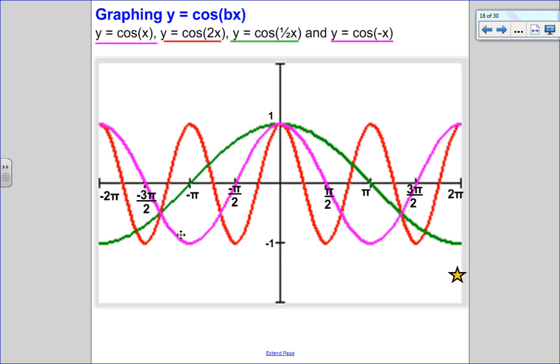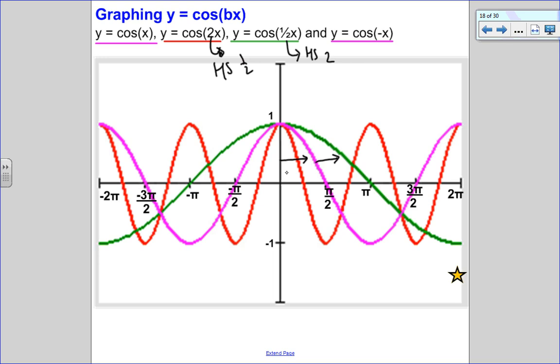So purple graph in the middle is your base graph, cos of x. So cos of 2x, remember, because it's horizontal, I should expect it to be different. So let's see if it is in fact a horizontal stretch by a factor of 1/2. So the red graph, I can see, yes, it comes in half of what it was before. Okay, the green graph, the b value is 1/2, so that should be a horizontal stretch by a factor of 2.